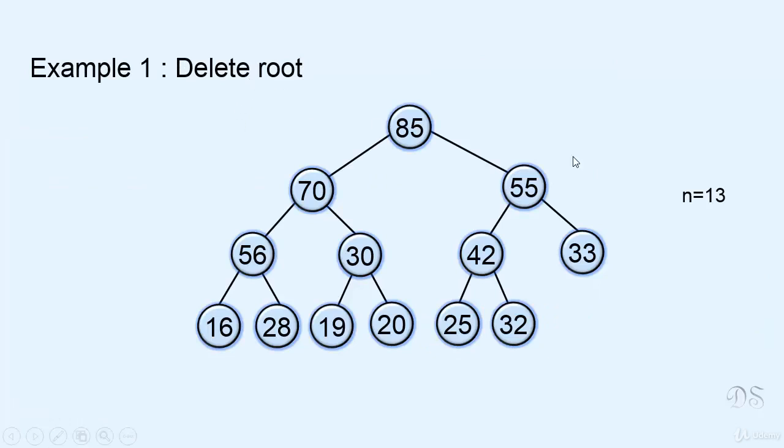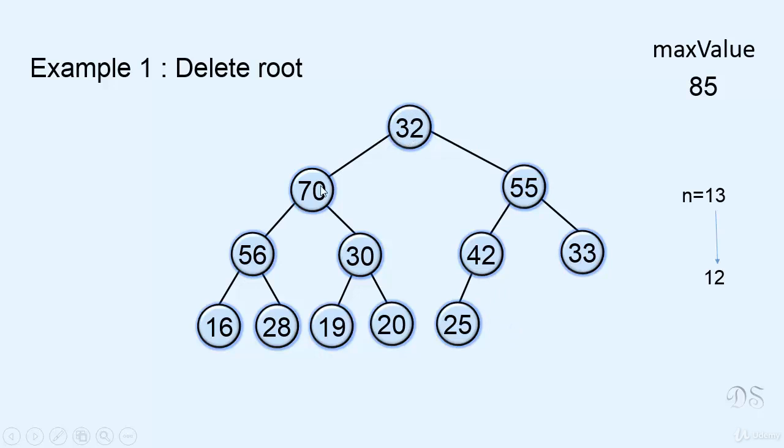We have to delete root from this heap of size 13. So first the key in the root node is assigned to a variable, and then the key in the last leaf node is copied to the root node. So this 32 is copied here. Now the size of heap is decreased, it becomes 12. So this is not a part of heap now. Now we have to perform restore down procedure for this key.